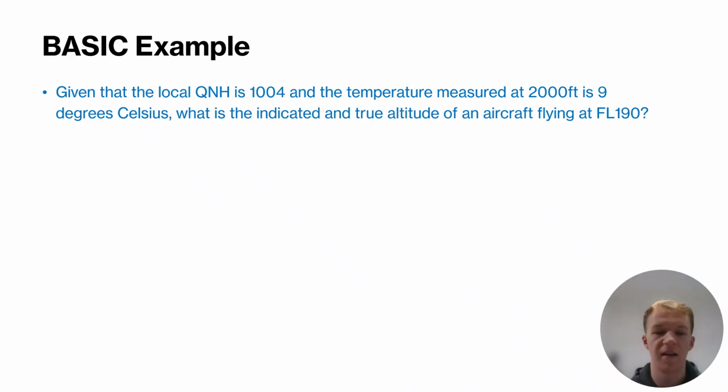So here we've got a basic example. Feel free to go through this on your own if you're comfortable at the moment. I will be going through this in just a second, but feel free to pause and have a go, note an answer down, and we'll see how it compares to my own. So let's go through the question. Given the local QNH is 1004, temperature measured at 2000 feet is 9 degrees Celsius. What is the indicated and the true altitude of the aircraft flying at flight level 190?